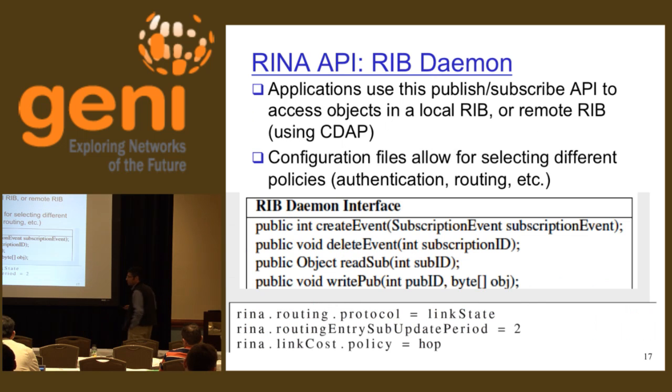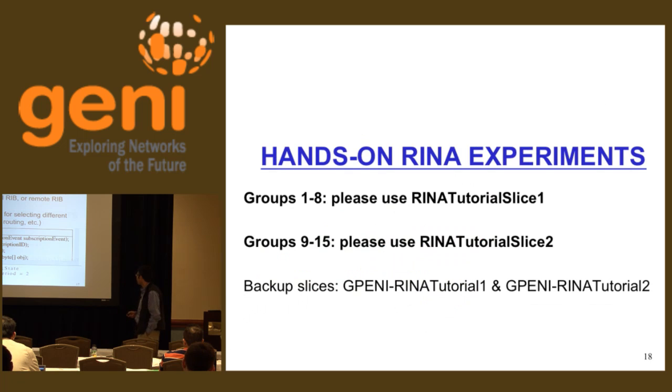The other interface allows you to write management applications. It's a publish-subscribe interface that allows you to get timely information about management objects that you're interested in, routing objects, flow objects, etc. We have configuration files. This is an example where you can say, for this particular IPC process, it will be instantiated with a link state routing protocol, and how you compute paths using hop count or some other cost metric.